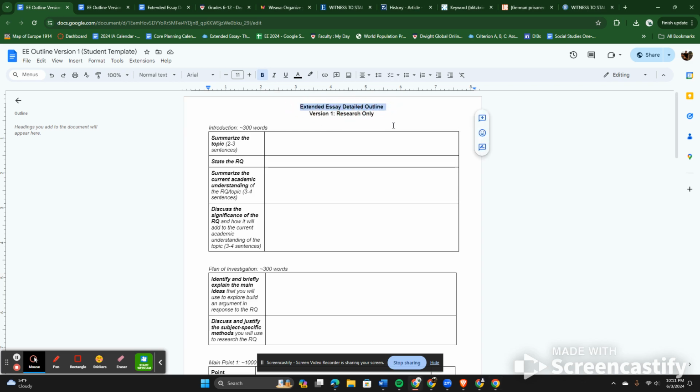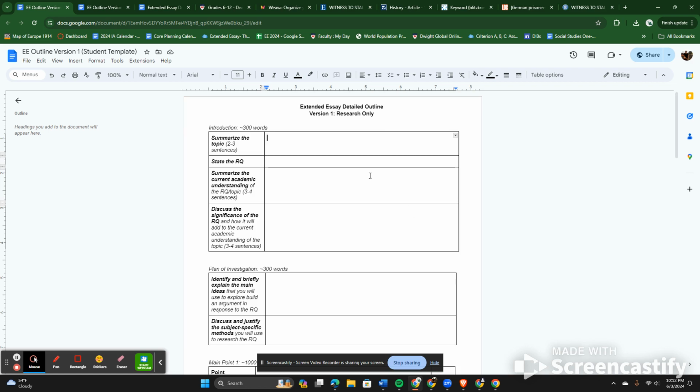For this detailed outline, we've spoken a little bit about this in our extended essay sessions during core, but I wanted to review this and make sure that everyone got the same presentation on this before turning this over to you to work on.